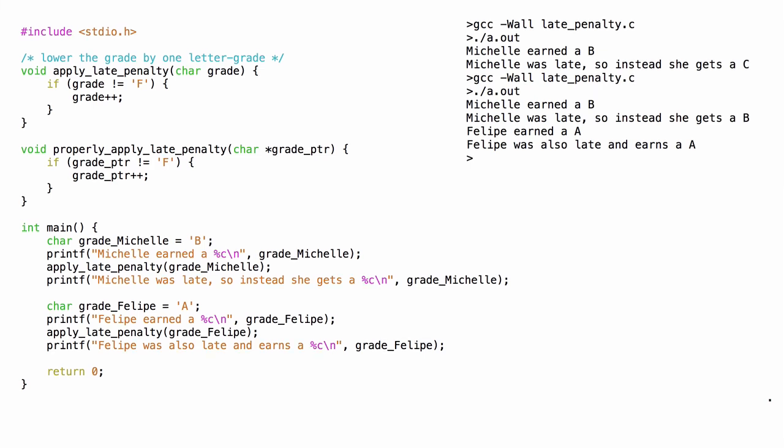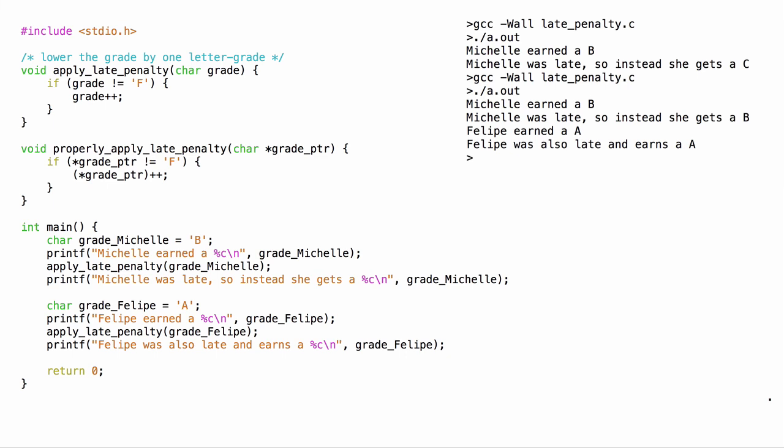Now we need to dereference grade pointer to access the grade before we compare it to F. And dereference it here too before we increment it. And we need to worry about order of operations. We want to increment the dereferenced value, not the pointer address itself, so we need the dereference to happen first. We'll use parentheses to force this operation to be first.